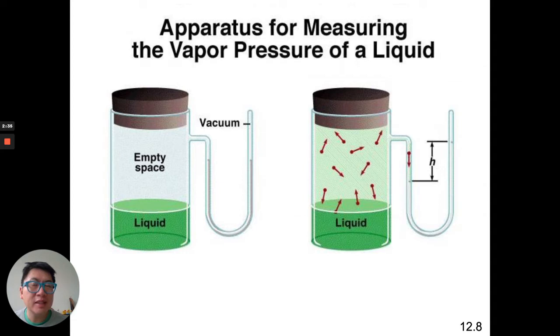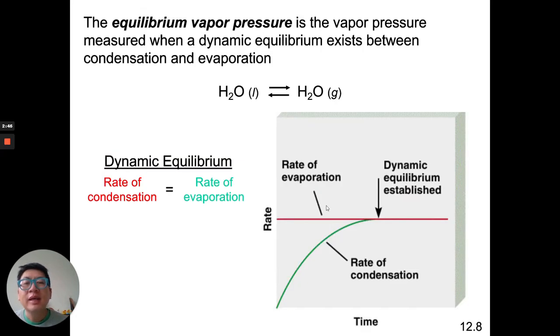I think next chapter, chapter 13 or 14, one of them is actually about equilibrium. That's actually, I think it's chapter 15. But it's when the rate of one thing is equal to the rate of its opposite. Okay. Well, the equilibrium vapor pressure is the vapor pressure measured when this dynamic equilibrium exists. Dynamic meaning it's always occurring. It's evaporating, it's condensing, just at equal rates between condensation and equilibrium.